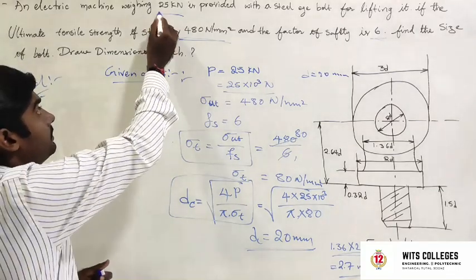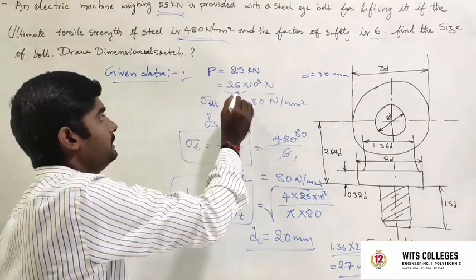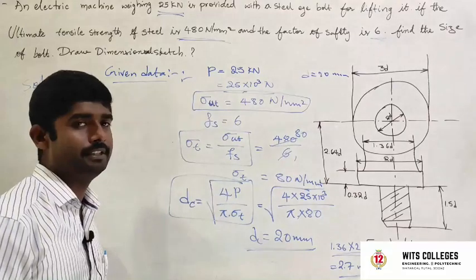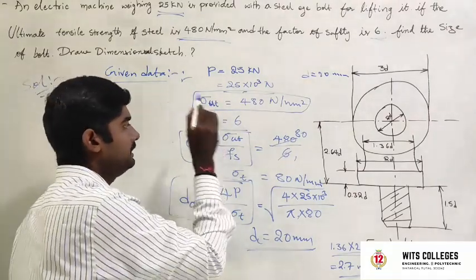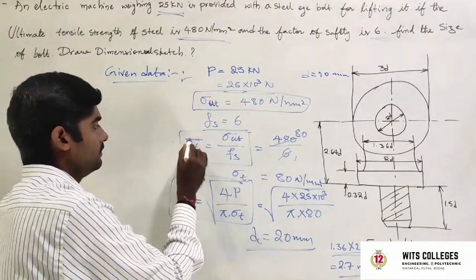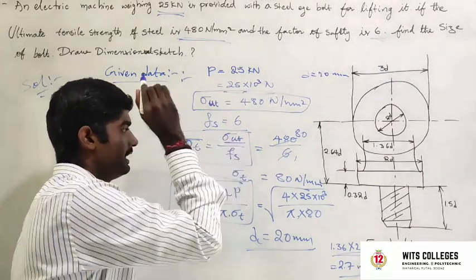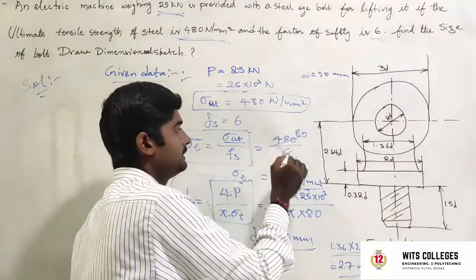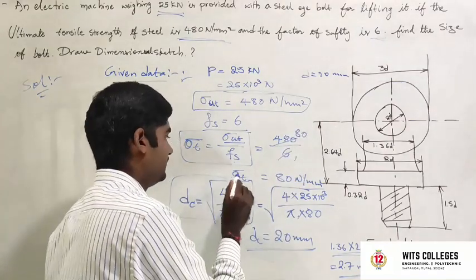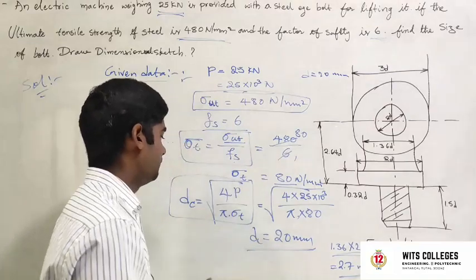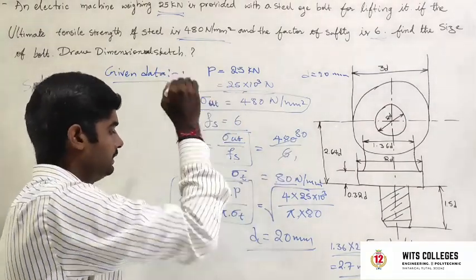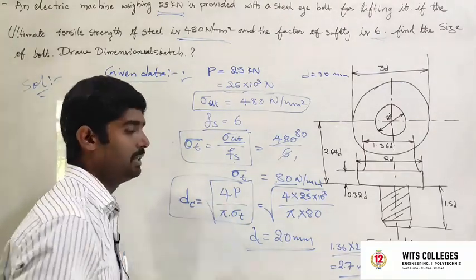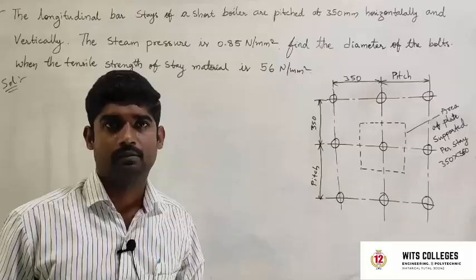Let's see again. 25 kilonewtons load converted into newtons is 25 into 10 cube newtons, and ultimate tensile strength is equal to 480 newtons per mm square. Factor of safety 6. Then tensile stress is equal to ultimate tensile strength by factor of safety, 480 by 6, so tensile stress is equal to 80. Substitute tensile stress and load in the D c formula. D c is equal to under root 4P by pi into sigma t.